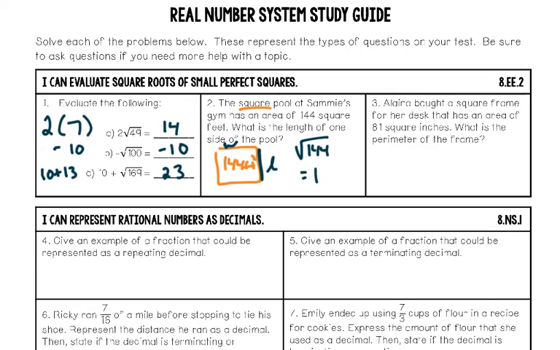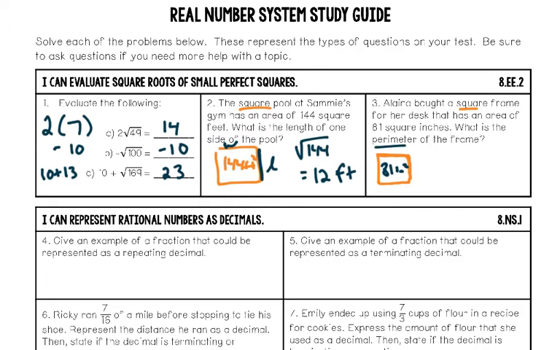So that equals 12, because 12 times 12 is 144. And the units are feet, so the length of one side is just 12 feet. Make sure you put your units. Number 3 says Elena bought a square frame for her desk, so it's another square. So I always want to just draw a square and realize that all of these sides are the same length because it's a square. It has an area of 81 square inches, so the same thing as the last one. 81 square inches is the area. What's the perimeter of the frame?